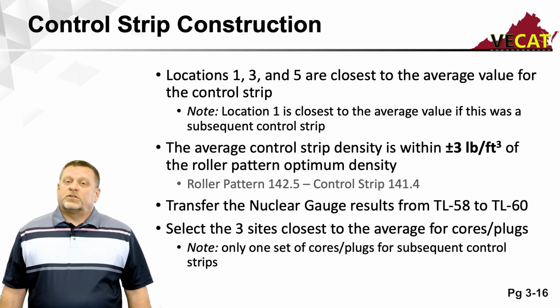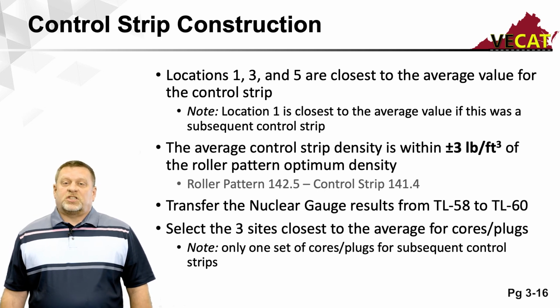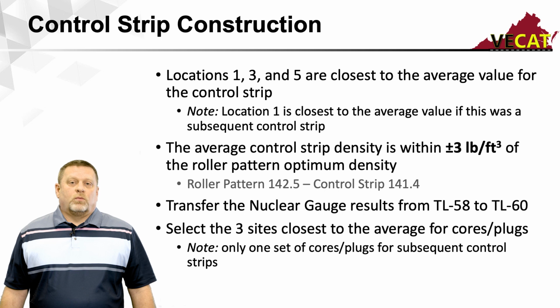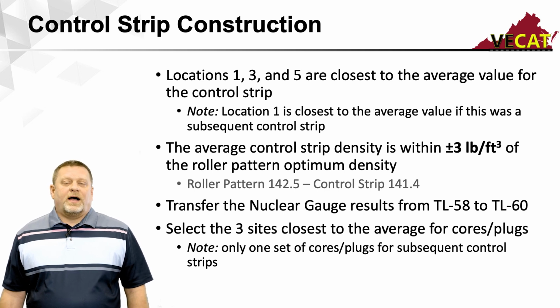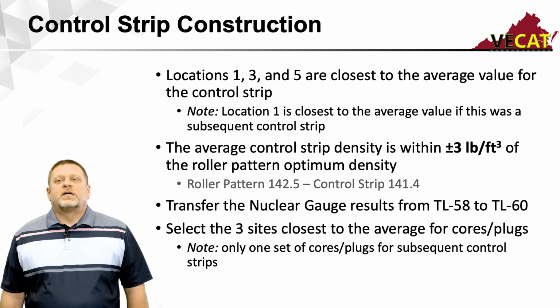I do want to mention to you real quickly that if this was a subsequent control strip, which is you've already used this mix, this equipment, you just changed the roadway you're laying it on, the route you're paving, then you could get by with only 1 core. It wouldn't have us take 3 locations.